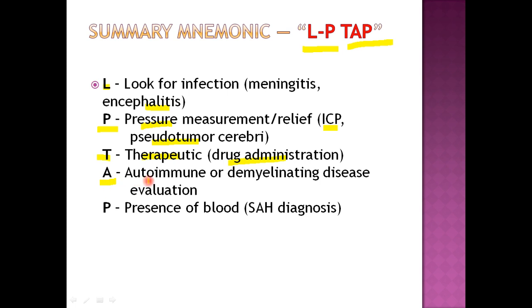A is for autoimmune or demyelinating disease evaluation. P is for presence of blood, that's in subarachnoid hemorrhage diagnosis. So whenever you think of indications for a spinal tap, you think of LP tap.